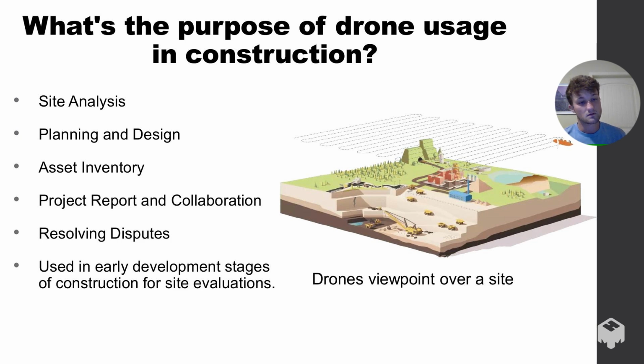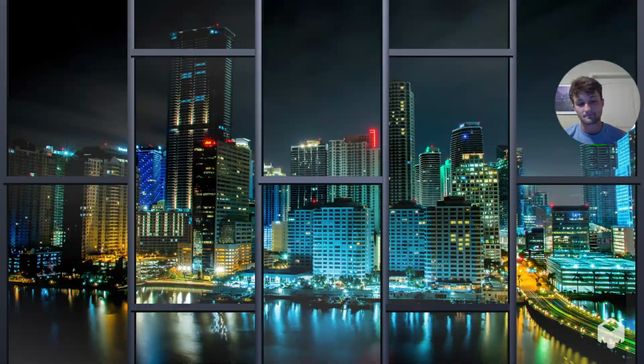Resolving disputes. I guess that would be more like a surveying dispute. Maybe a surveyor is claiming that the grade isn't correct or something along those lines, and you could use a drone to just fly over and maybe analyze the grade and see who is correct. Drones are usually used in the early development stages for site evals, and then we've got a cool little picture of what a drone would look like on site.